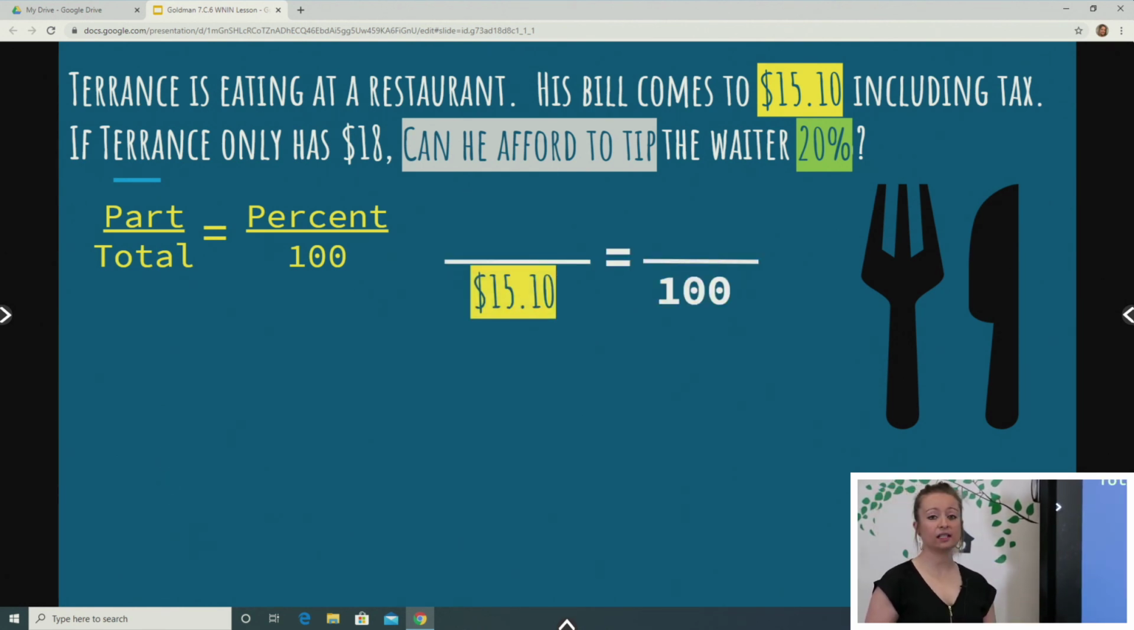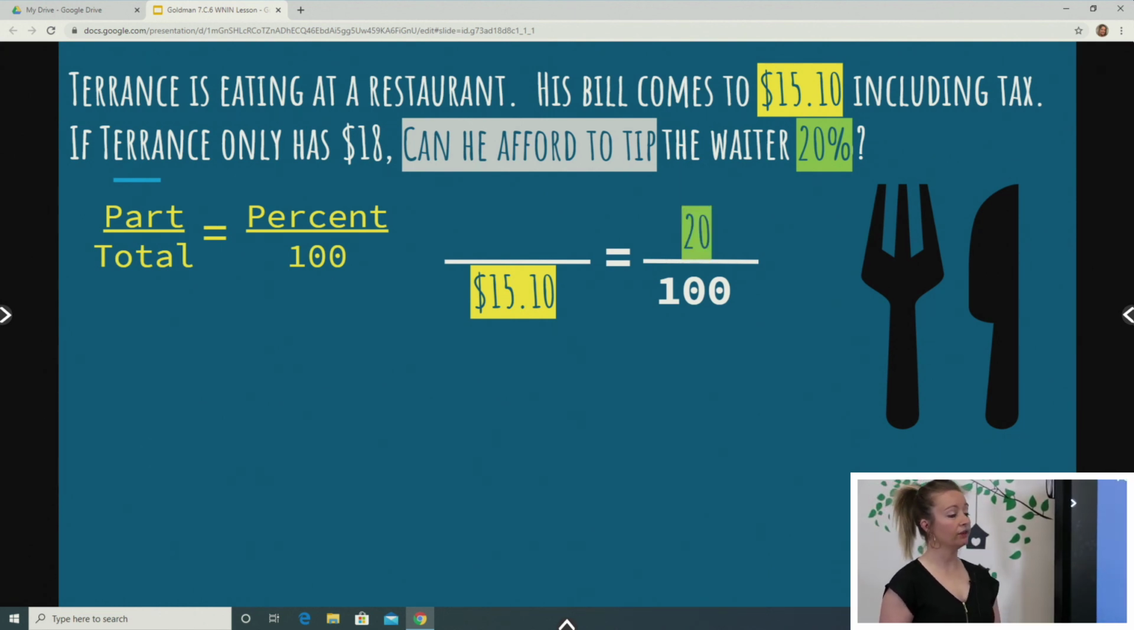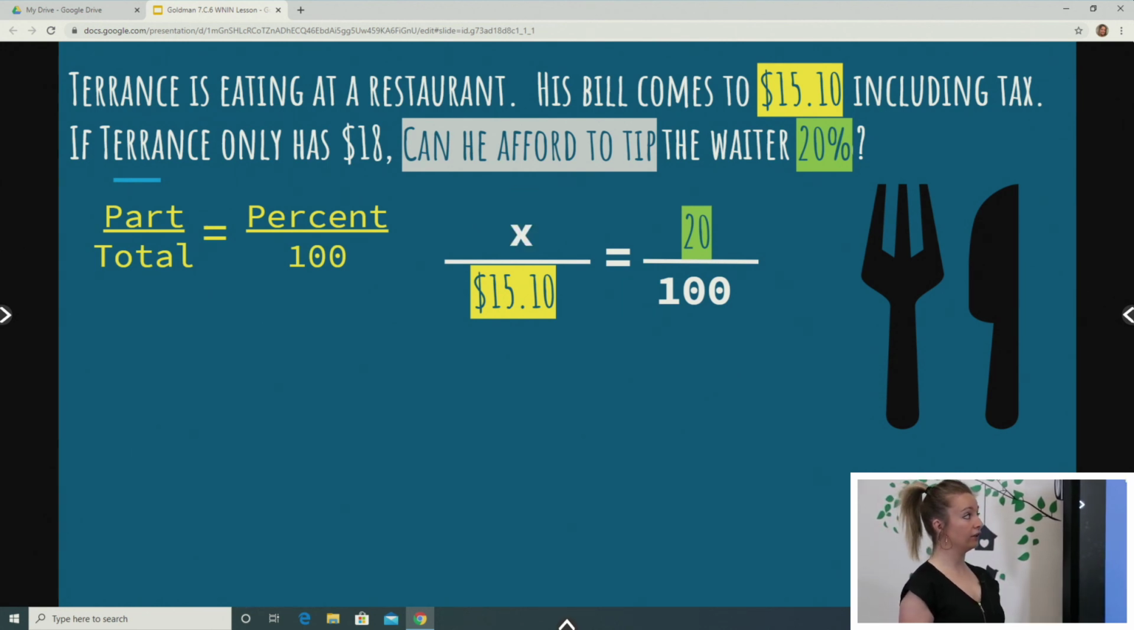The $15.10 is the total of his bill. We're trying to find 20% of that total to see if he can afford the tip. Therefore, we're trying to figure out that part. How much is the tip if he uses 20%?